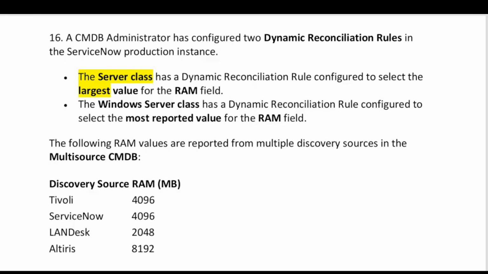Question is, a CMDB administrator has configured two dynamic reconciliation rules in the ServiceNow production instance. First, the server class has a dynamic reconciliation rule configured to select the largest value for the RAM field. Second, the Windows Server class has a dynamic reconciliation rule configured to select the most reported value for the RAM field. The following RAM values are reported from multiple discovery sources in the multi-source CMDB. Please see the table.